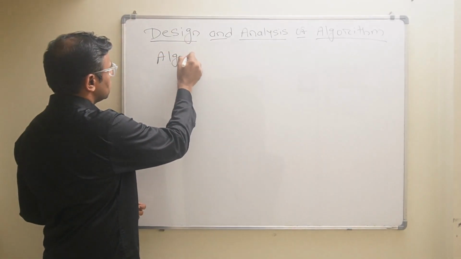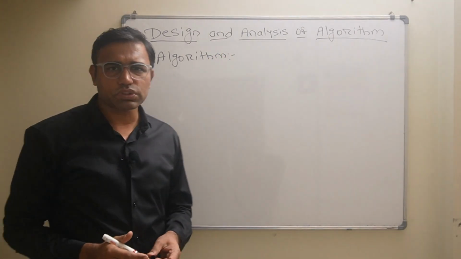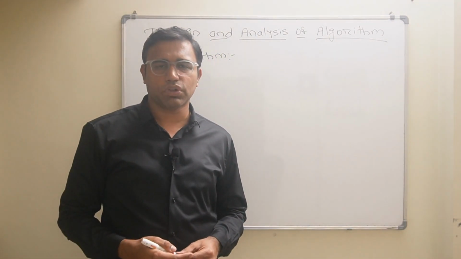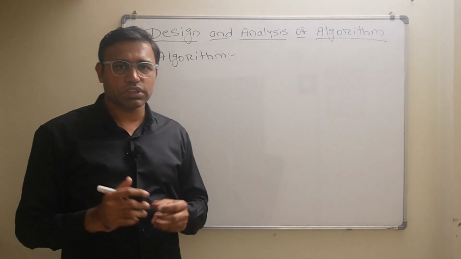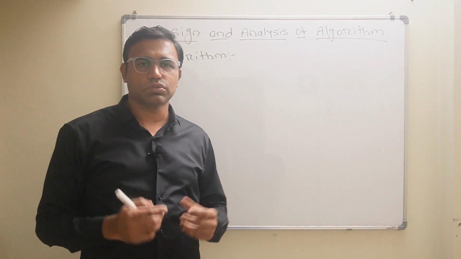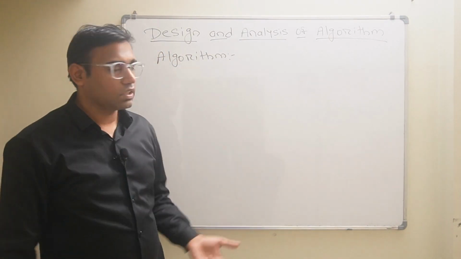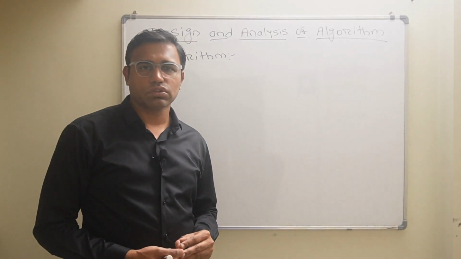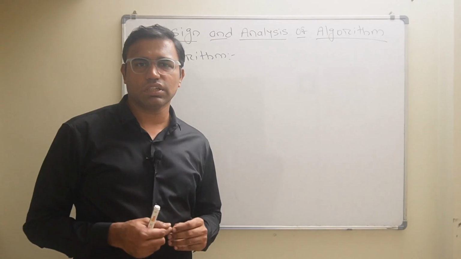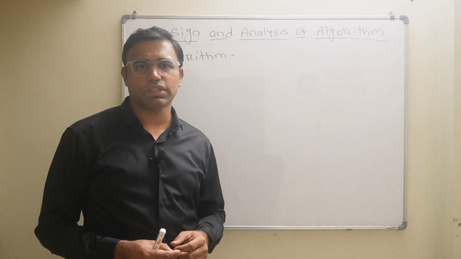Algorithm means it is a step by step process or procedure to solve a computational problem. What is a computational problem? Computational problem means you can perform computational operations such as addition, subtraction, division, multiplication, concatenation. Some specific procedure is required to solve that computational problem. So, algorithm will provide it.